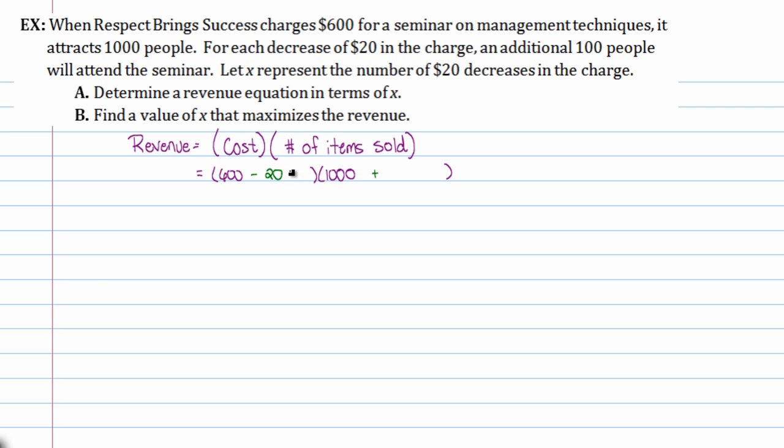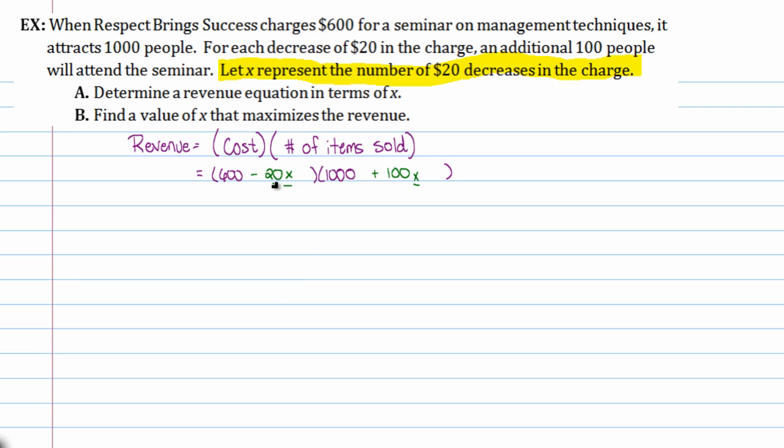We're going to decrease the cost by sets of $20. In other words, one set of $20 or two sets of $20 or three sets of $20 or four sets of $20. We're doing $20 decreases. And for each decrease, I know we gain 100 people for each of those steps. The x is the number of $20 decreases. So every time we have a $20 decrease, we increase the number of people by 100.